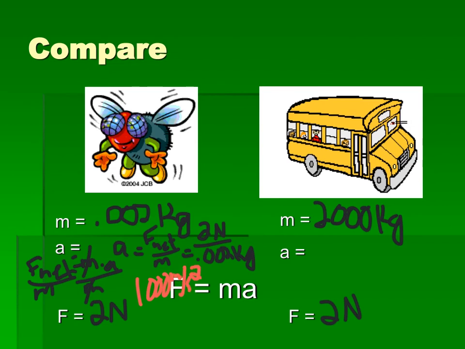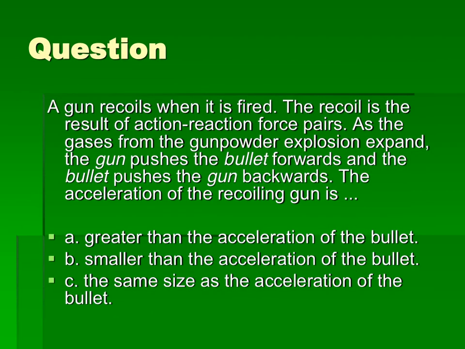Contrary to that, we would have the bus over here. So we take our 2 newtons of force divided by 2,000 kilograms, and we find that the bus is going to feel an acceleration of 0.001 meters per second squared. Well, that makes sense. The bug feels a ton of acceleration, bus hardly feels any. Alright, coming up on the last slides here.